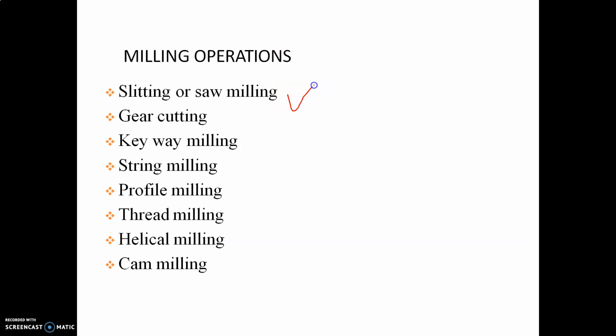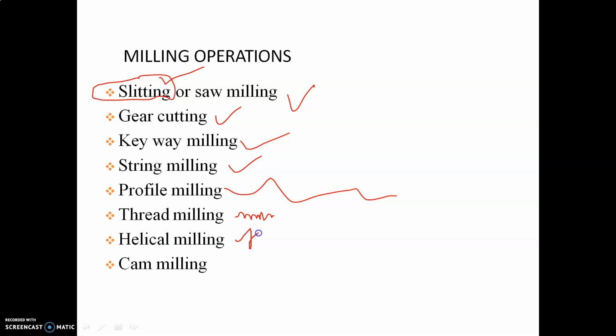Slitting saw milling, so gear cutting is the formation of the gears. The slitting saw milling means, slitting means the part can be divided into two parts, is called slitting. So keyway cutting, so to form the keyways. String cutting, string profile to generate the different types of profile. So thread cutting, so to form the threads. Helical milling, so this type of inclined milling operation is called helical milling. Cam milling, so production of the cams is called cam milling.